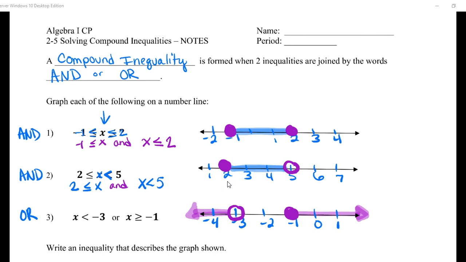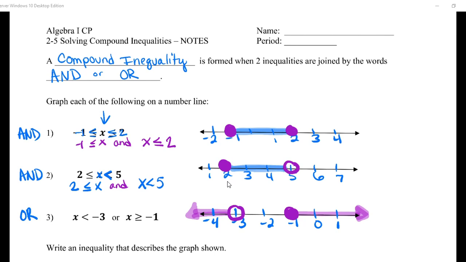I always think of "or" inequalities as the graph looking like oars on a boat, where they're shaded in the tails of the number line. And then if we think about the words "and" and "or": "and" is going to have fewer possible solutions because it has to satisfy both parts of the inequality.